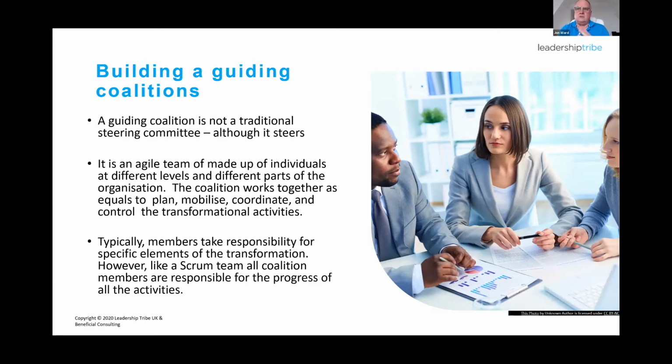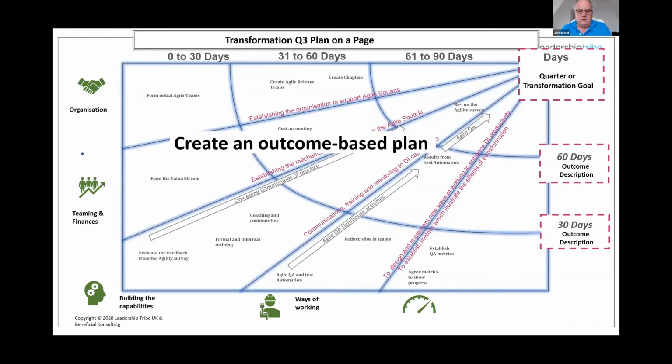So maybe there's an organizational theme, maybe there's a financial theme, maybe there's a tooling theme. But like a Scrum team, all the coalition members are responsible for the progress of the whole, even though they may be taking responsibility for a particular area. So we create a plan, an outcome-based plan, okay?